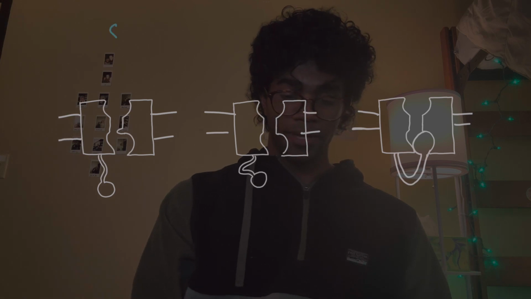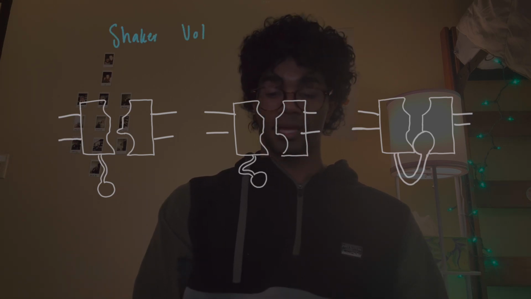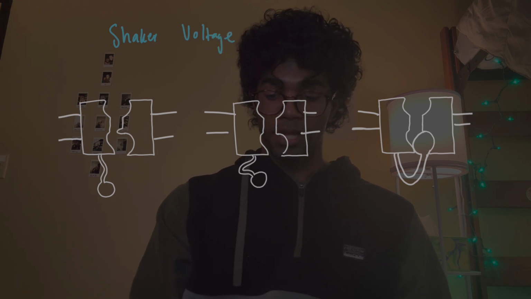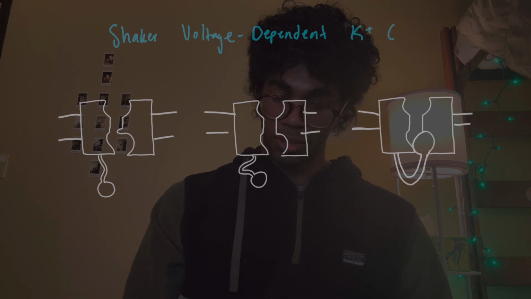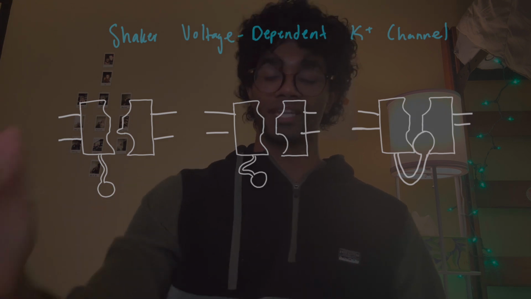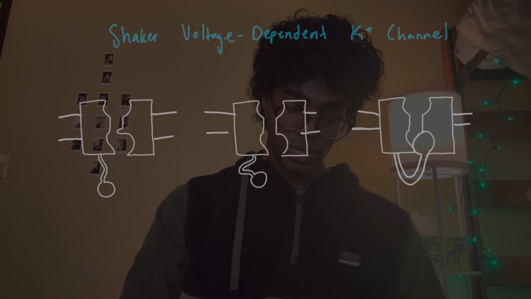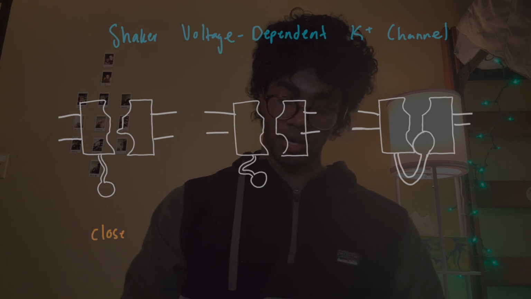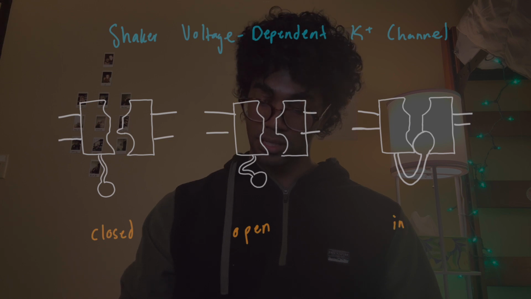Now, this was a topic that was a little bit confusing to students in my molecular neuroscience class, and honestly it's a little bit difficult to grasp when we first look at it. So below here I have three representations of the same channel in three different stages. One is in the closed stage, one is in the open stage, and one is in the inactivated stage.